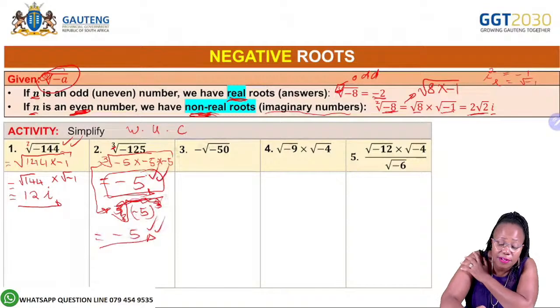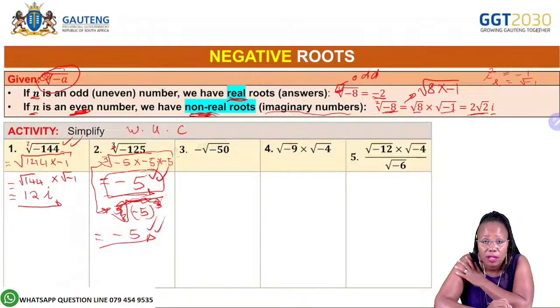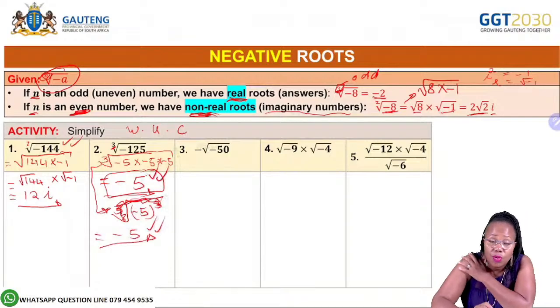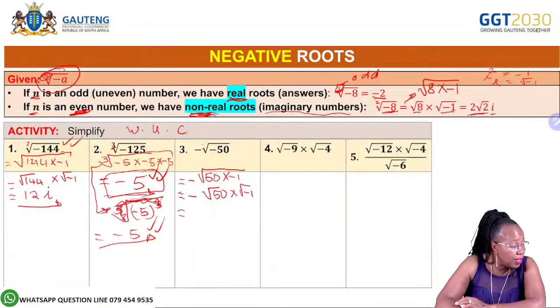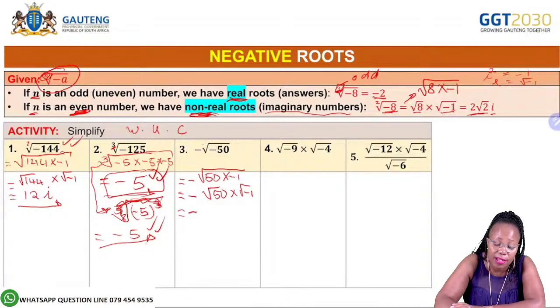This one is even because there's a 2 there on the square root side. We don't always write that 2, but there is a 2 there, showing that n is even, okay? In this case, we have a negative out there, and we are going to look at the square root of 50 times a negative 1, with a minus out there, and the square root of 50 times the square root of minus 1. And then what is the square root of 50? That is 5 square root 2, grade 12, with a negative outside.